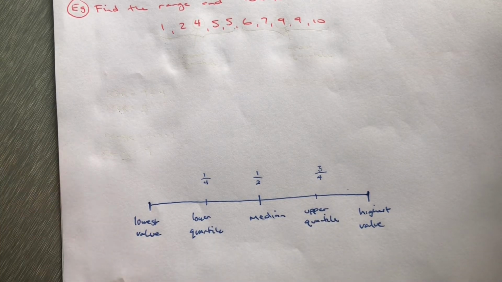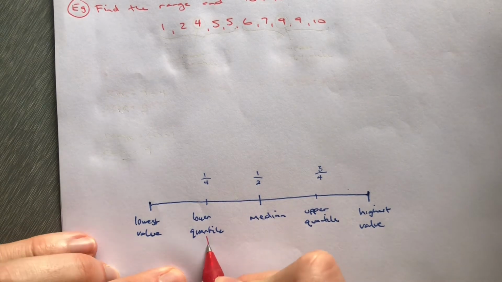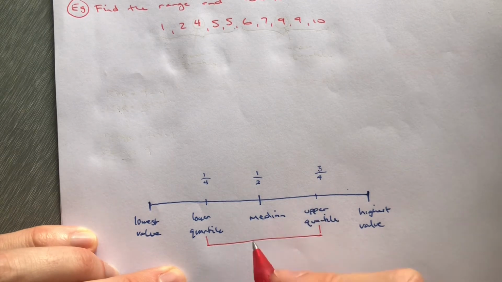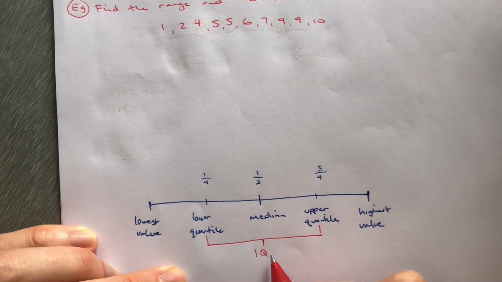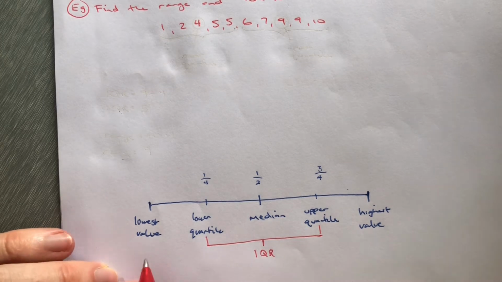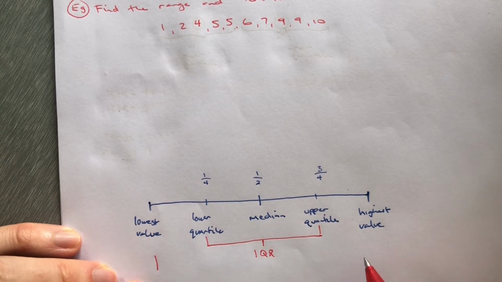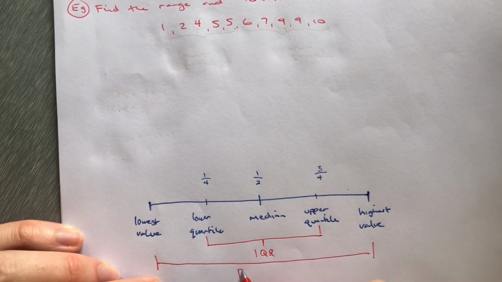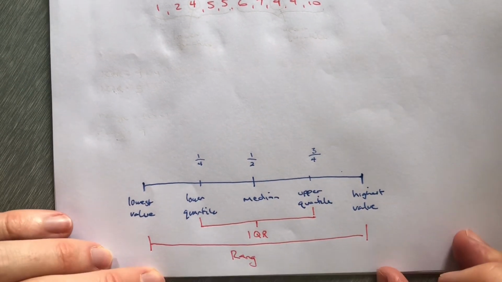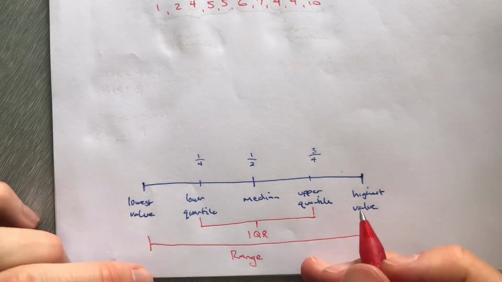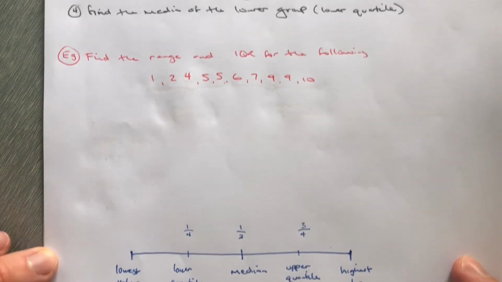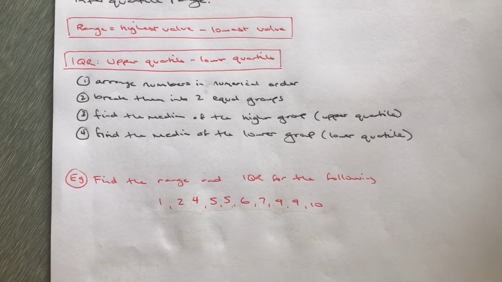So if I was going to show each of them, I could show that this span here, from the first quarter to the third quarter, that's the interquartile range because it's between the quarters. And then the full range, or just the range, is from the lowest to highest. So from there to there is the range. Hopefully that's another way that we can look at it to understand a little bit better. But we're going to do an example to give us a bit of practice.